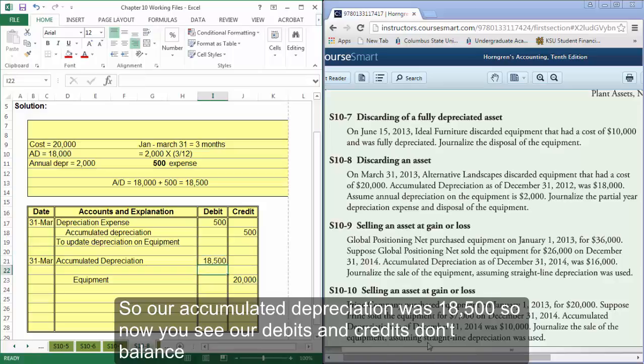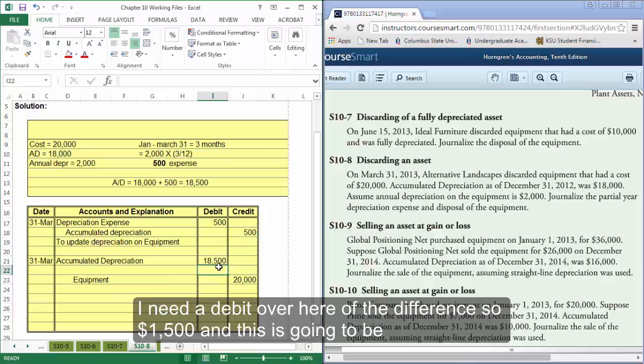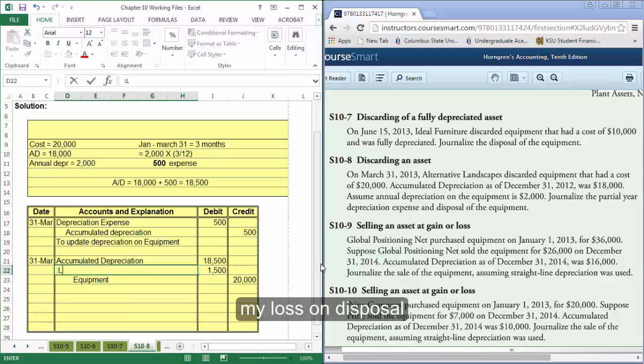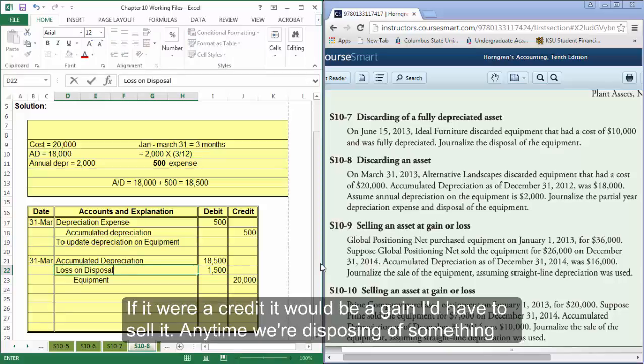So now you see our debits and credits don't balance, right? So I need a debit over here of the difference, okay? So $1,500, and this is going to be my loss on disposal. If it were a credit, it would be a gain, okay? I mean, I'd have to sell it.